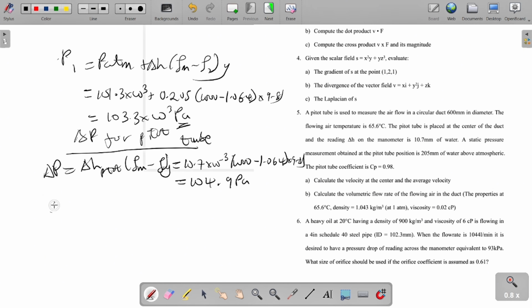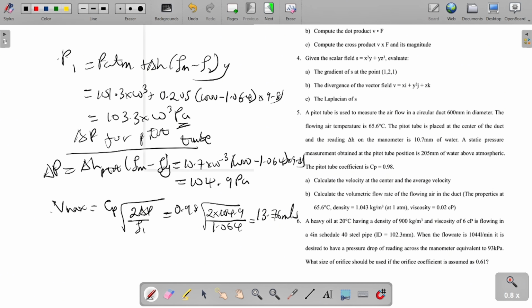They say we want the velocity at the center. The velocity at the center is the maximum velocity, and it gives us the Cp. So the formula for the Pitot tube is the square root of 2 times the change in P divided by rho, and the Cp was given as 0.98. So Vmax is 0.98 times the square root of 2 times 104.9, because we are using the change in pressure for the Pitot tube, divided by 1.064, which gives me a Vmax of 13.76 meters per second. That's the velocity at the center, the same thing as the Vmax.